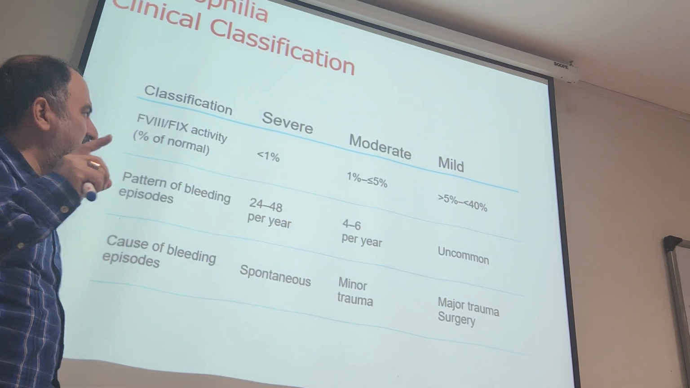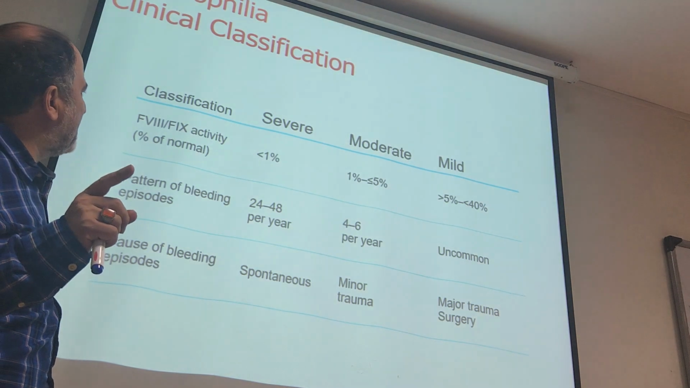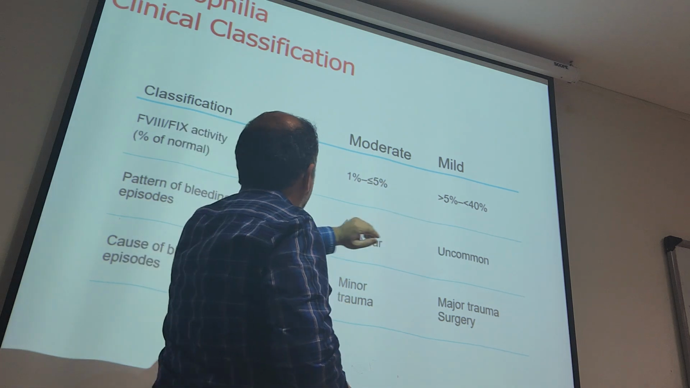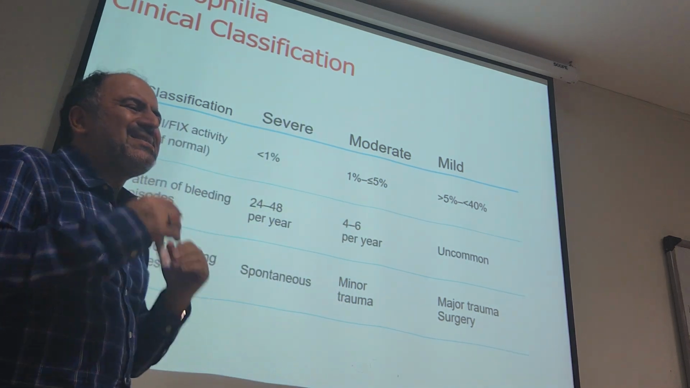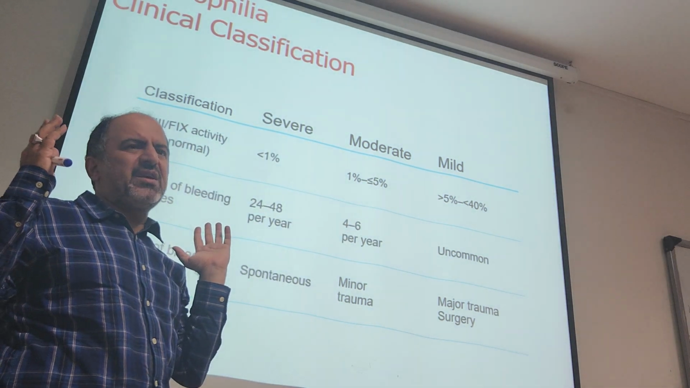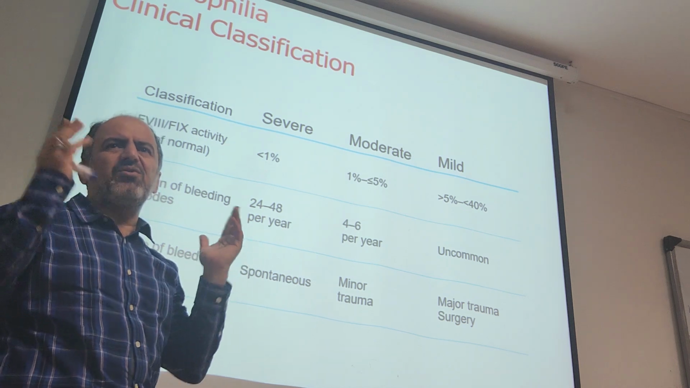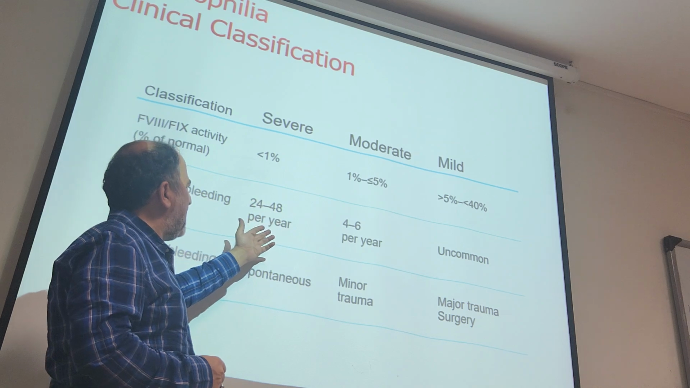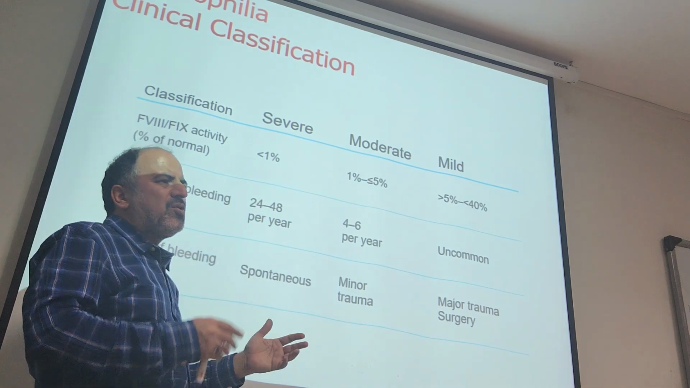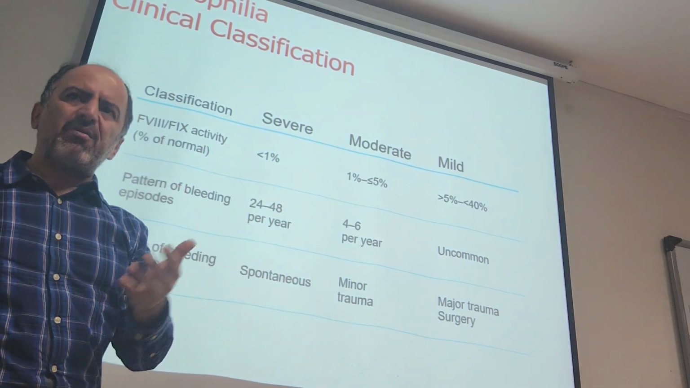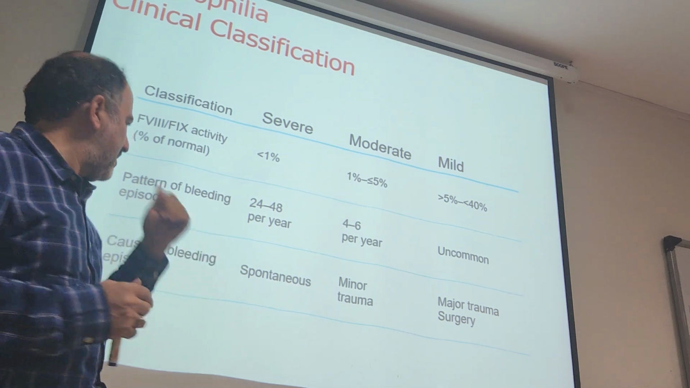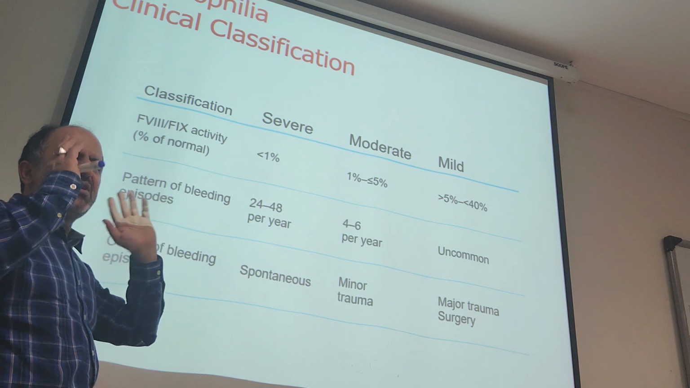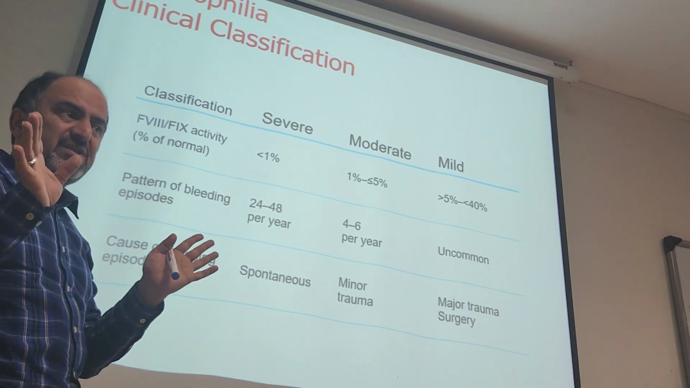If we check for the activity of the factor, it would be severe, moderate, or mild. Severe means less than 1% factor 8 or factor 9. Less than 1%. Nothing. Zero. Pattern of bleeding episodes: 24 to 48 per year, which means 2 to 4 per month. Without any reason they are bleeding. The cause of bleeding episodes is spontaneous. Even without trauma they will bleed if there is no treatment.